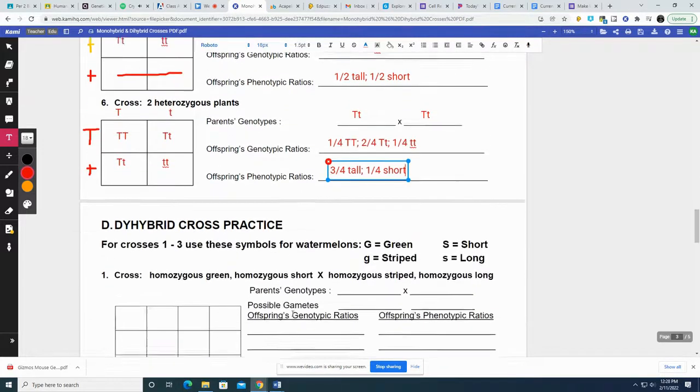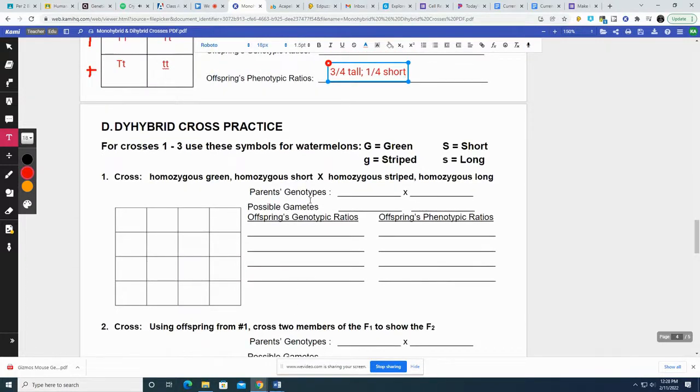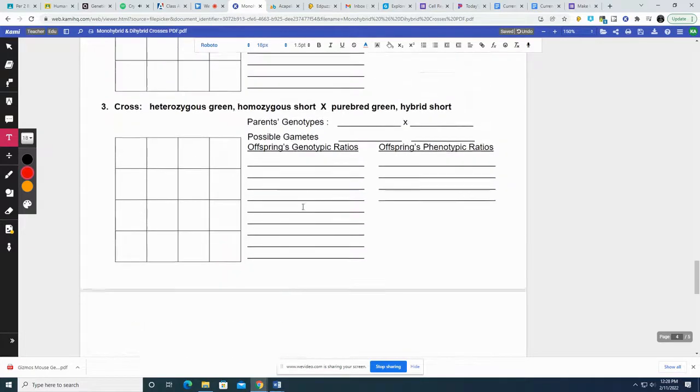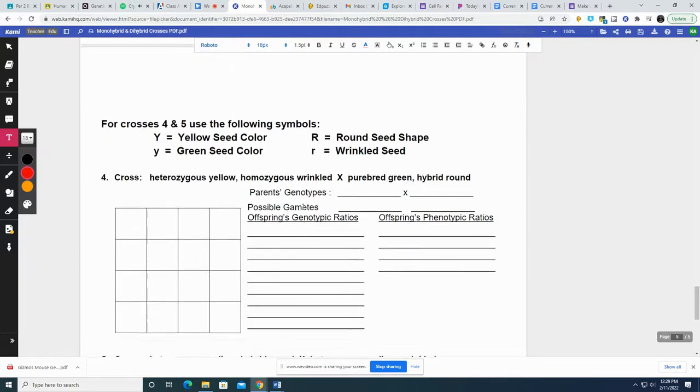All right, now we're on to the dihybrids. That one's too easy, so I'm going to skip it. That one's too hard, so I'm going to skip it. I'm going to do 3. Actually, we've done 3 before. Let's do this one.